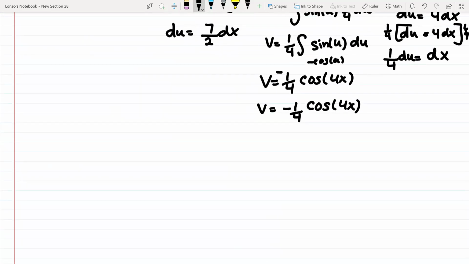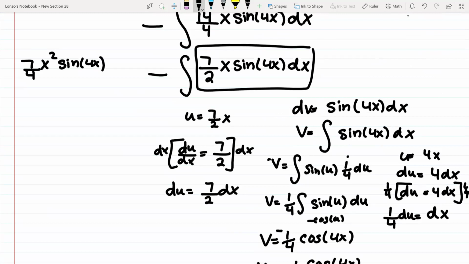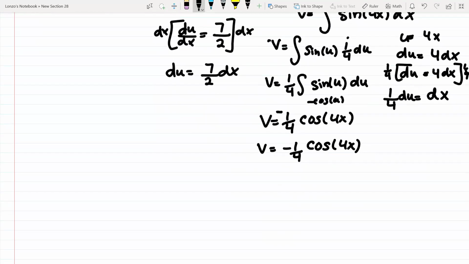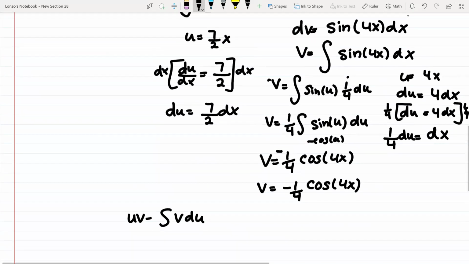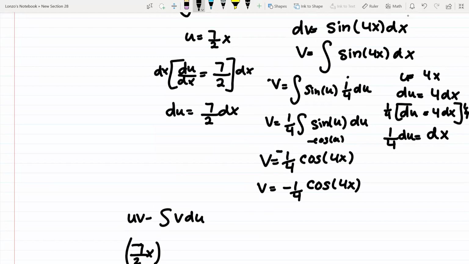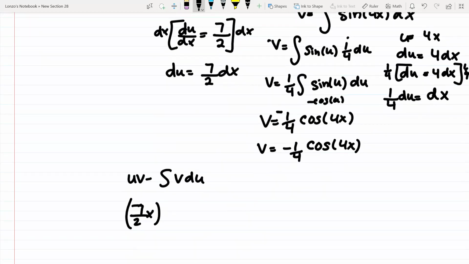Okay, so we're only doing this part. So now we got it. Like I said, we have to apply integration by parts twice. So we got our u, we got our v. Now put it in the formula. The formula is uv minus the integration of v du. We said our u was 7/2 x, my v is negative 1/4 cosine of 4x, minus the integration of v du.